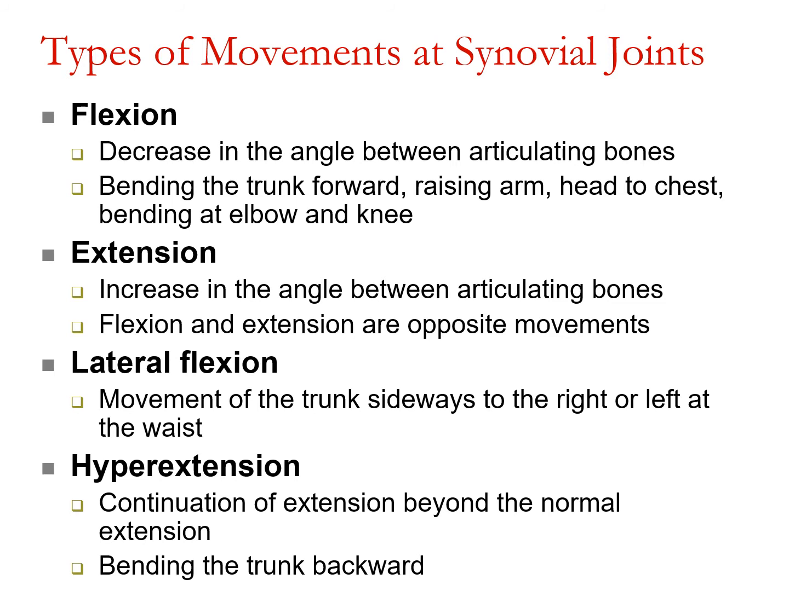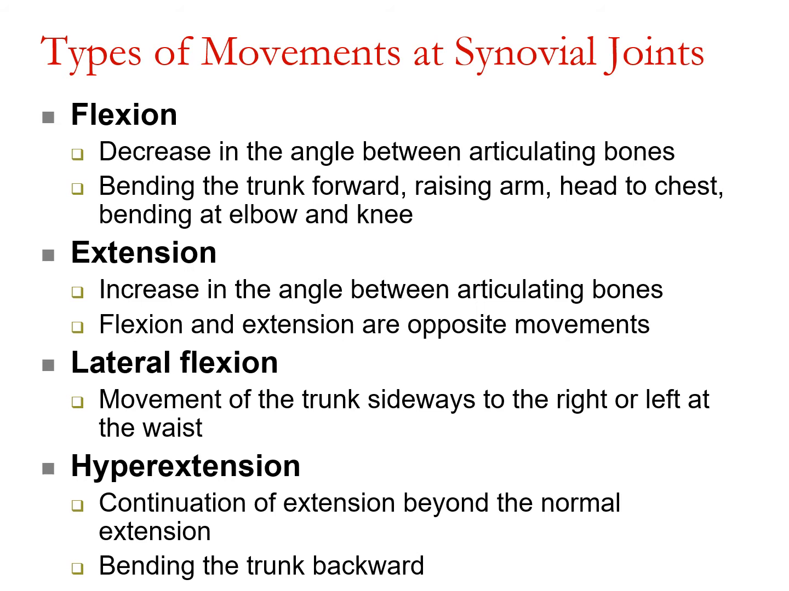Extension is the opposite motion. It increases the angle between the articulating bones. The bones move away from each other. So extension occurs when one straightens up at the waist, or when one extends or kicks out at the knee, or one extends their arm at the elbow. At the shoulder, extension is when one lowers their arm back towards the side of the body. Lateral flexion is a movement of the trunk or the head towards the side, either right or the left.